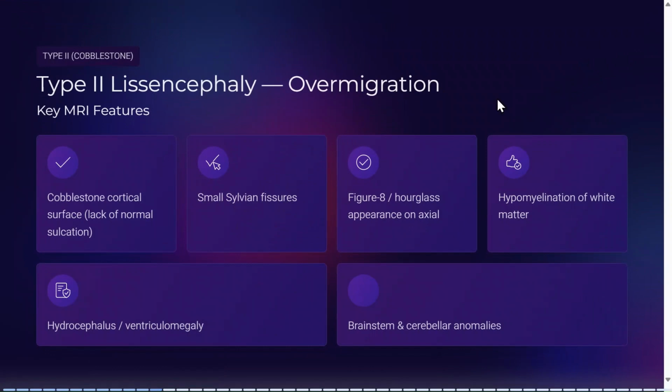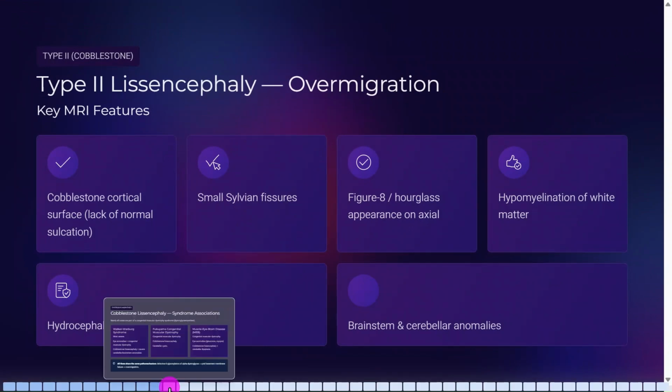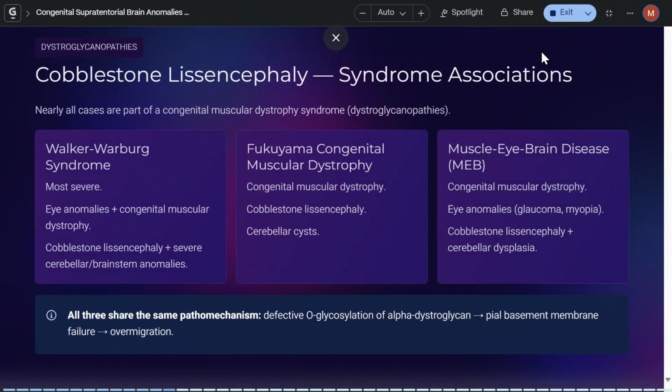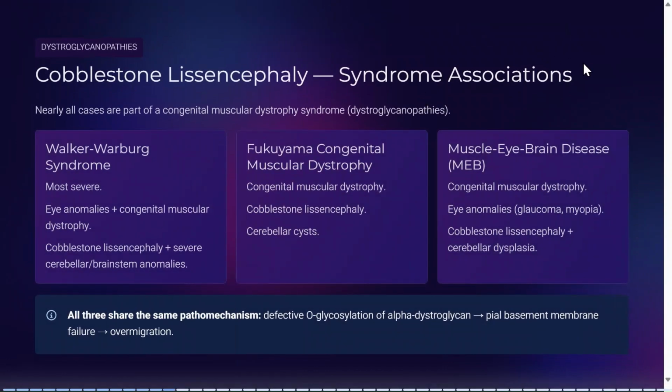Now, what is more important for cobblestone Lissencephaly is that it is associated with at least three syndromes which are to be known, and these are part of the congenital muscular dystrophy syndromes. The first one is Walker-Warburg syndrome.